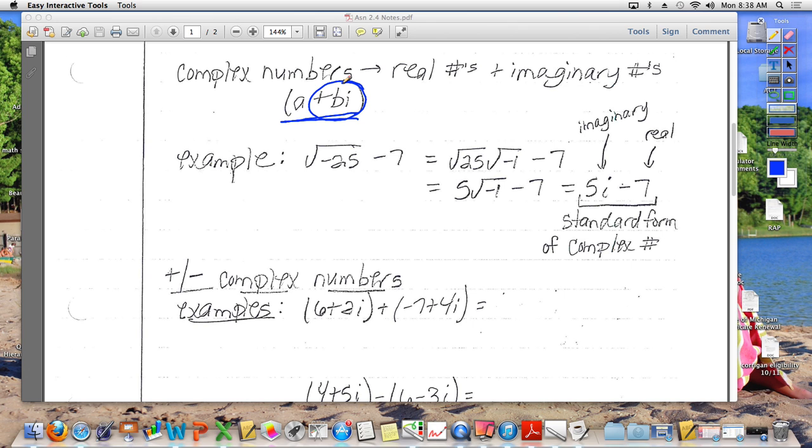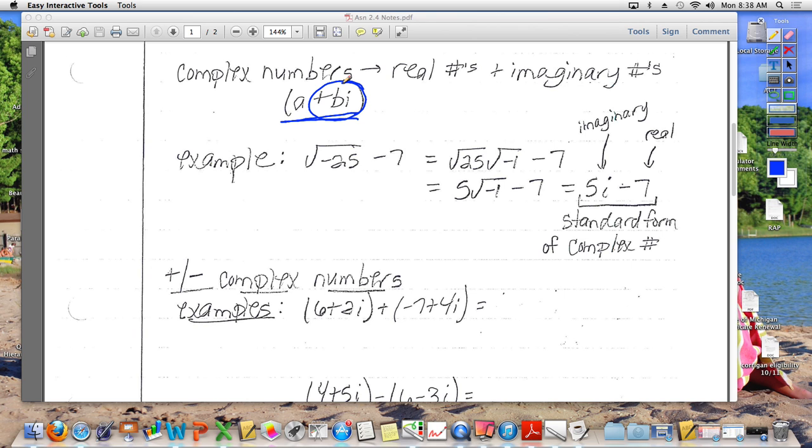So here we have, let me start from the top here. The square root of negative 25. Well, look what I did to it. I said, okay, the square root of negative 25 really is the same thing as the square root of 25 times the square root of negative 1. Why did I do that? Why did I make it 25 times negative 1?